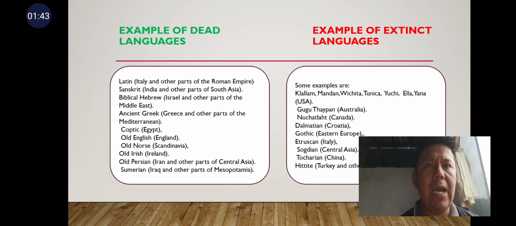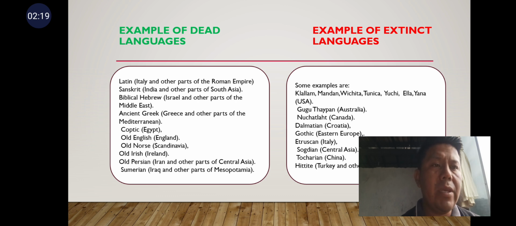In this slide, I have a list of examples of dead languages, and on the other hand, examples of extinct languages. For example, the dead language Latin was spoken in Italy and other parts of Europe in the Roman Empire. Sanskrit is a dead language that was spoken in India and other parts of South Asia.